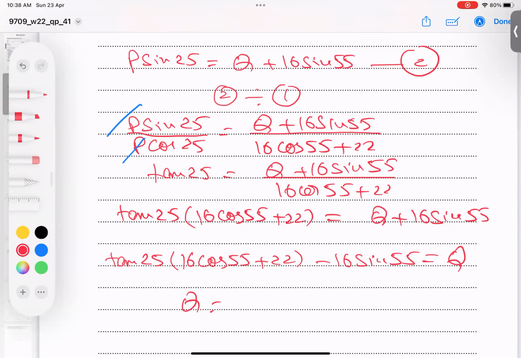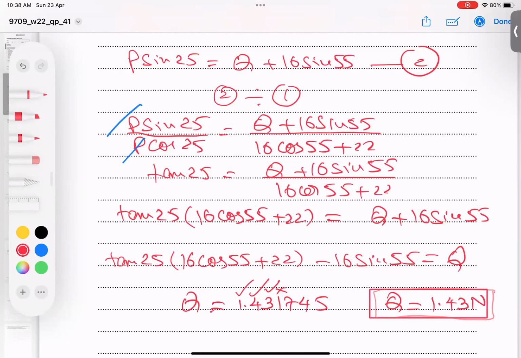And if I type it in the calculator, I'm getting the Q value, not exact, because it is not an exact answer. 1.431745, but I will write it in 3 significant figures. So 1.43 newtons is my answer.